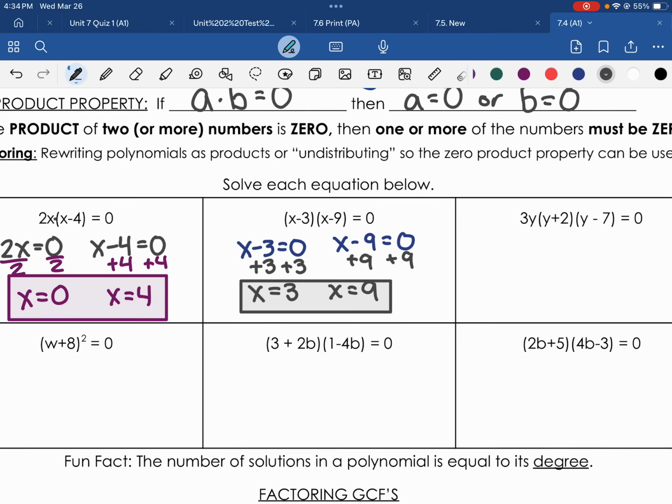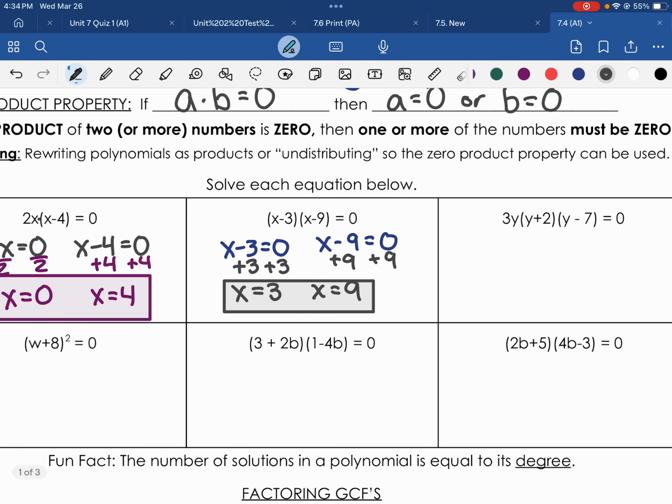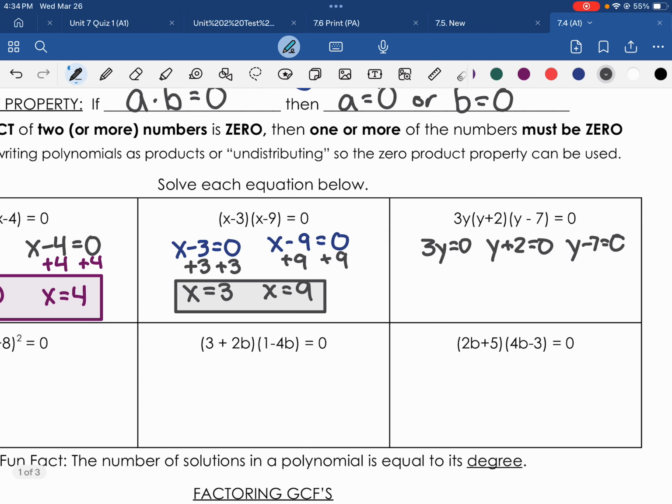Okay, we've got one more up here on the top row. It has 3 parts, so guess how many answers it's going to have? 3. 3y equals 0, y plus 2 equals 0, and y minus 7 equals 0. And you got to solve all 3 of them. Good news is they're really not that hard to solve.